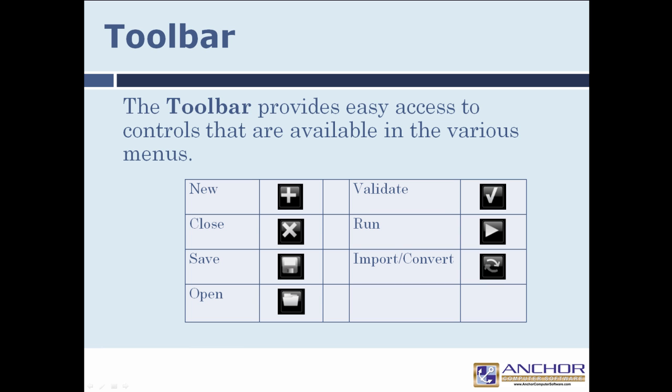The check mark validates the control book. The run triangle runs the control book. The dual arrows convert previous MPSs or mail.dat files.